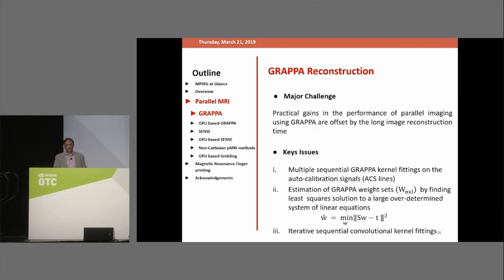But what happens if the practical gains in performance of parallel imaging are offset by the long image reconstruction time? It takes a long time for us to reconstruct the image. So the key issues in GRAPPA are that there are multiple sequential GRAPPA kernels which need to be repeated. Then the estimation of weight sets is a sequential process as well, for which we need to solve a system of linear equations. And there are multiple kernel fittings, which is again a sequential process. So there are so many sequential processes involved in GRAPPA.